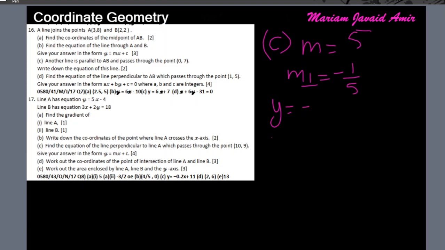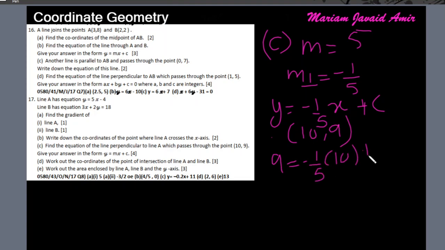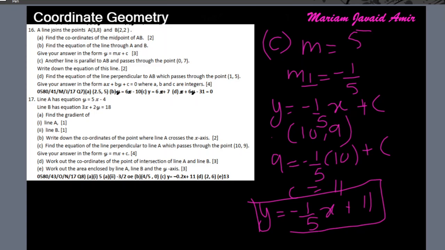So in the equation y equals minus 1 over 5 x plus c, I'll substitute this point (10, 9). So y is 9 equals minus 1 over 5 times 10 plus c, which makes c equal, this becomes minus 2 and 11. So the equation becomes y equals minus 1 over 5 x plus 11. Okay, this was C. Now part D, work out the coordinates of the point of intersection of A and B.